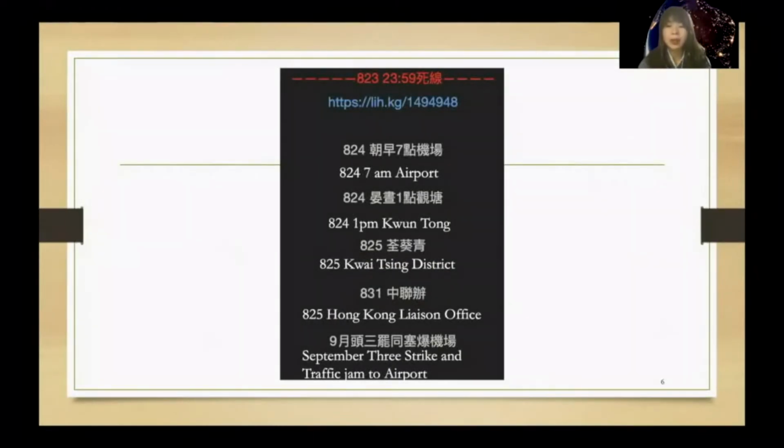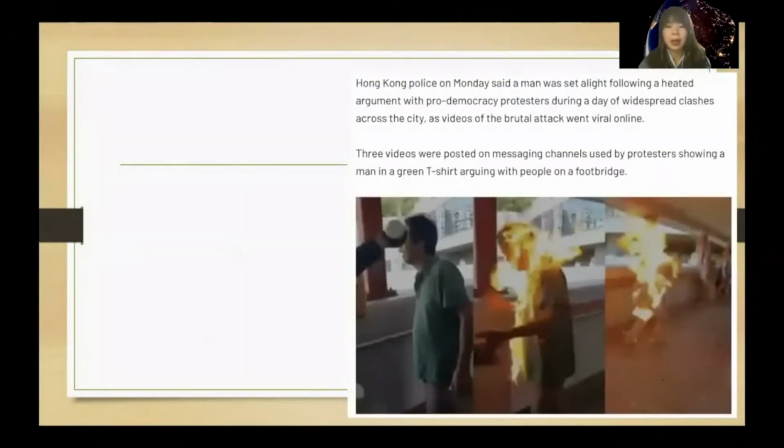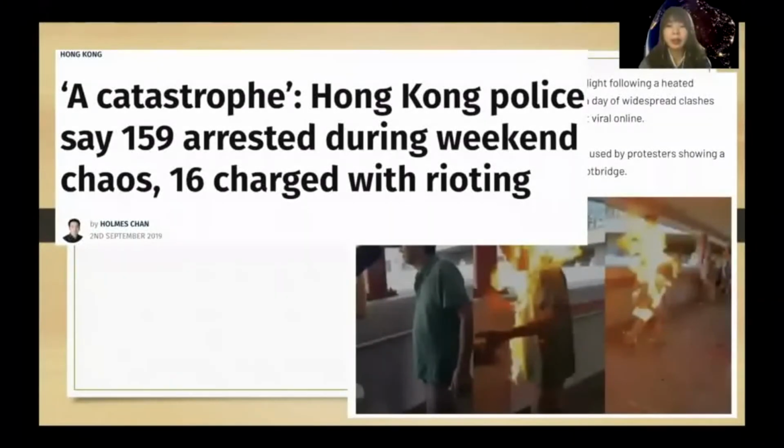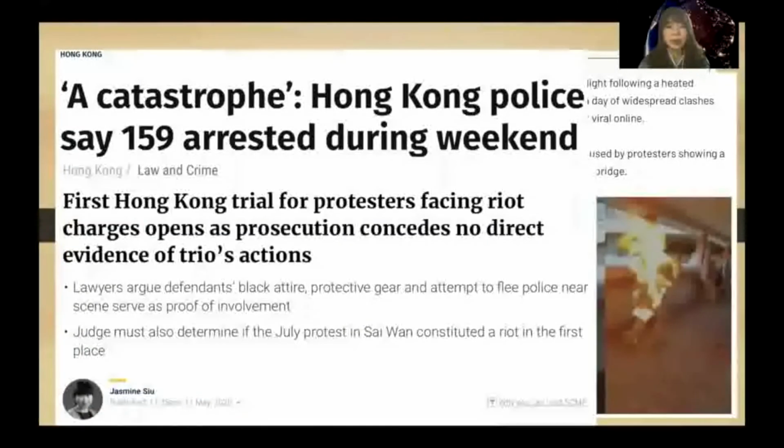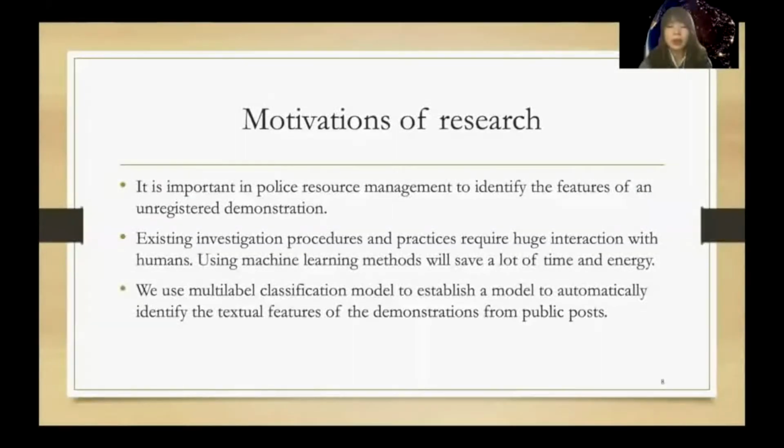The demonstrations in Hong Kong over these past months have astonished the world. But whether a particular activity constitutes a criminal offense depends on the local laws and regulations. But it is still important in police resource management to identify the features of an unregistered demonstration. So this study established a model to automatically identify the features of the demonstrations from public posts.